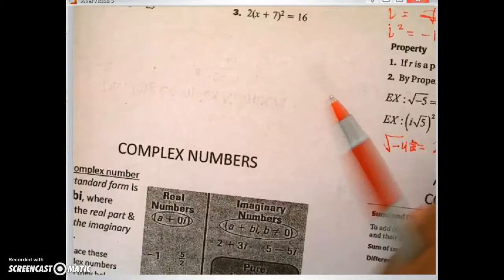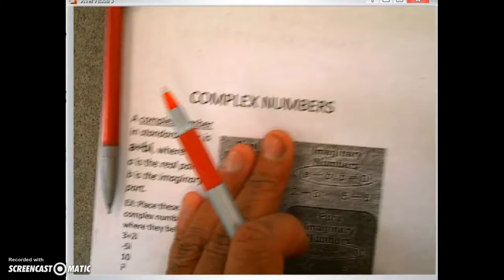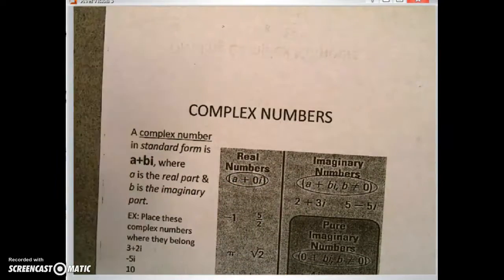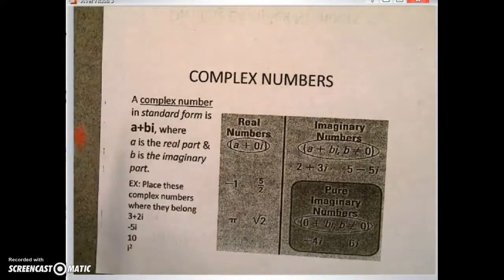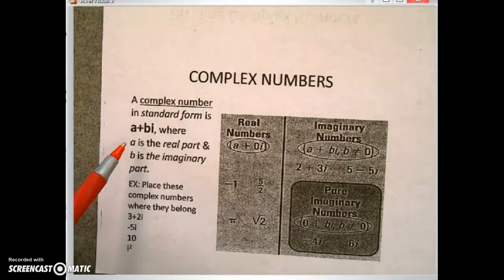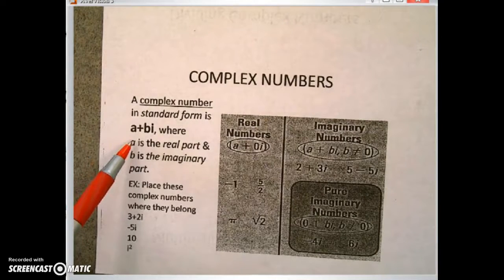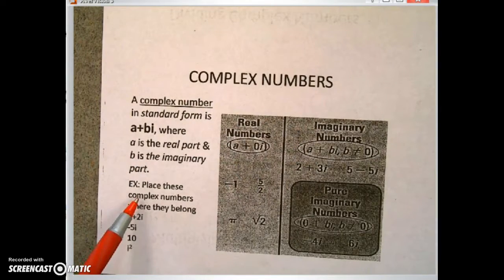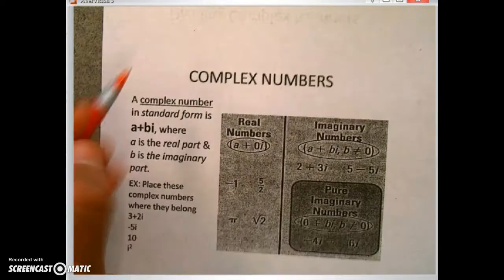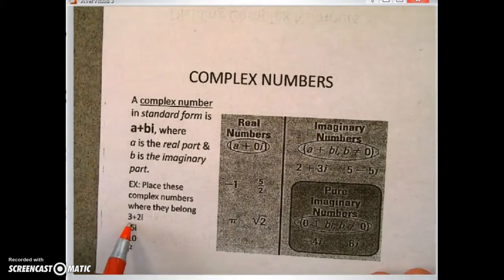So complex numbers, let's read this just a little bit together. First of all, complex numbers written in standard form are written as a plus bi, where a is the real part and b is the imaginary portion. So if I had something, for example, 3 plus 2i, the real part of this is the 3, because that's a real number, and then the imaginary part is anything that has an i attached to it at the end.